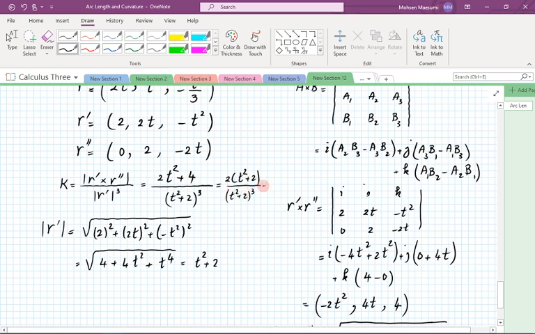When you simplify it, you get, let me write it in another color so they don't run, 2 times t squared plus 2, squared. So this is the curvature of this particular three-dimensional curve.